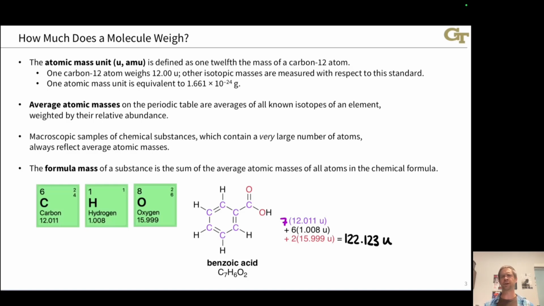And the third bullet point is very important to understand conceptually: whenever we're looking at a macroscopic sample of any chemical substance, be it an element or a compound, the masses of the atoms that we perceive in this huge collection of atoms or molecules reflects the average across all isotopes. And so we use the average atomic masses on the periodic table to get a sense of the mass we would observe for that atom on the macroscopic scale.